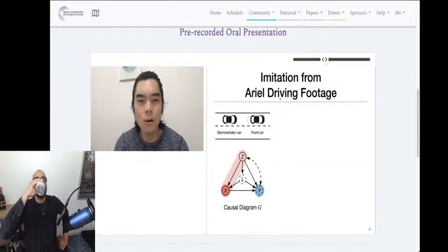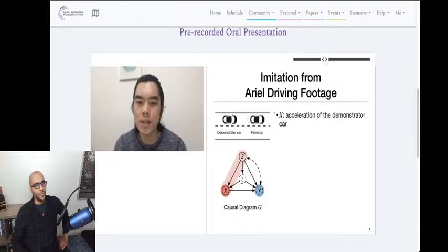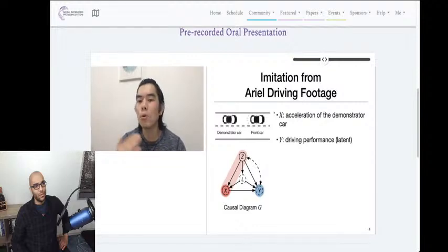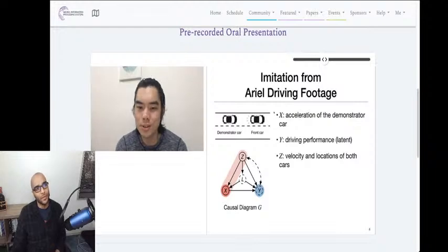We now show a simple example of imitation learning from drone footage, aerial footage of human driving on the highway. In particular, we'll consider a learning scenario where there's a car in front of the demonstrator car. Here, x represents the acceleration of the demonstrator car, and y is a reward function measuring the performance of the driver, that is, the demonstrator or the learner driver. And z is a set of covariance variables that summarize the velocity and the locations of both cars.